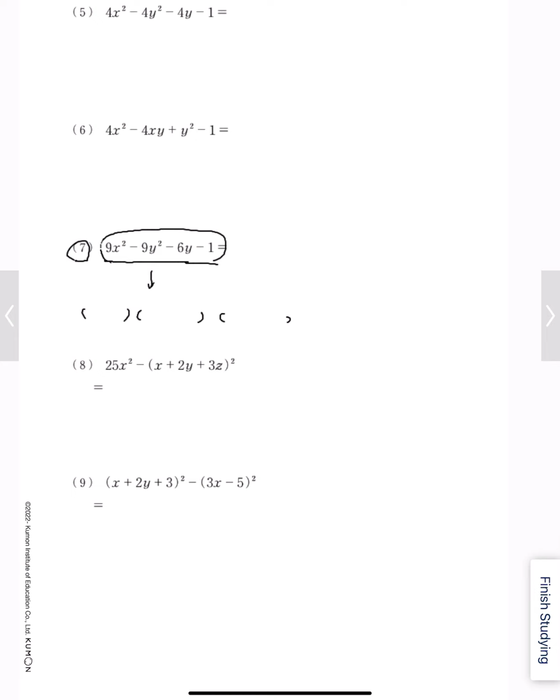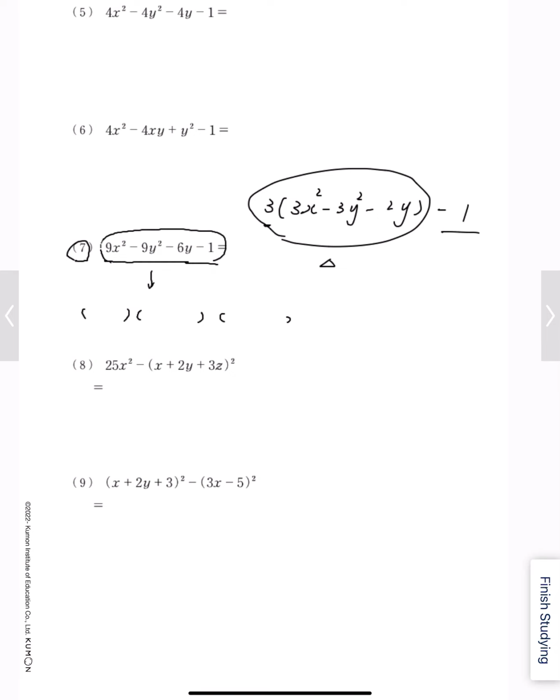For 9x squared minus 9y squared minus 6y, I can at least take out what? 3 out of it. When I take out 3, I have 3x squared minus 3y squared minus 2y, and then minus 1. So in this case over here, do I want to take the 3 out of this whole thing and minus 1? Because this thing does not give me a full complete square though.